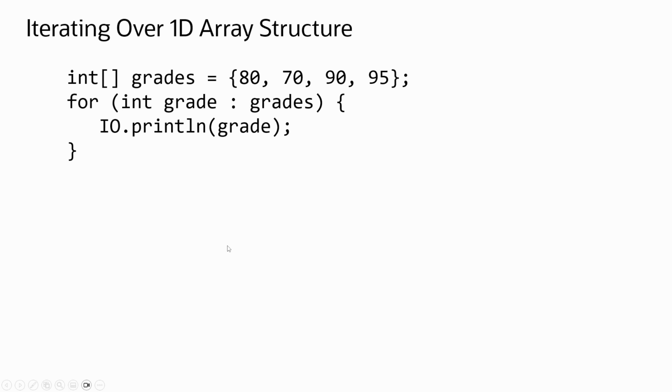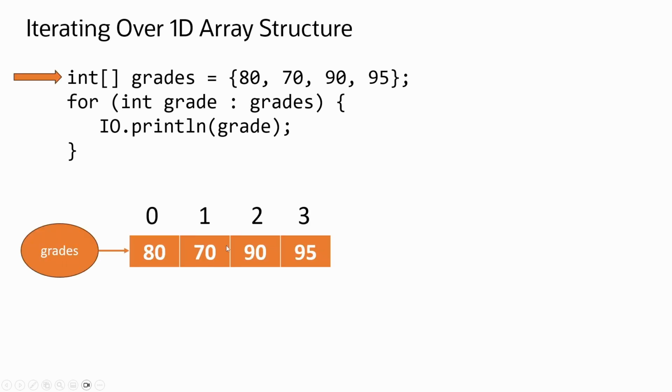Let's look at iterating over a 1D array, but this time we will use a for each structure. Our first line creates grades equal to the initializer list 80, 70, 90, and 95. We've illustrated that with grades being a reference to 80, 70, 90, and 95.